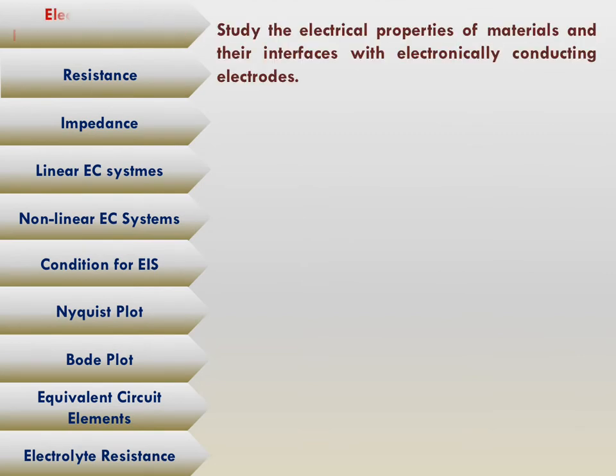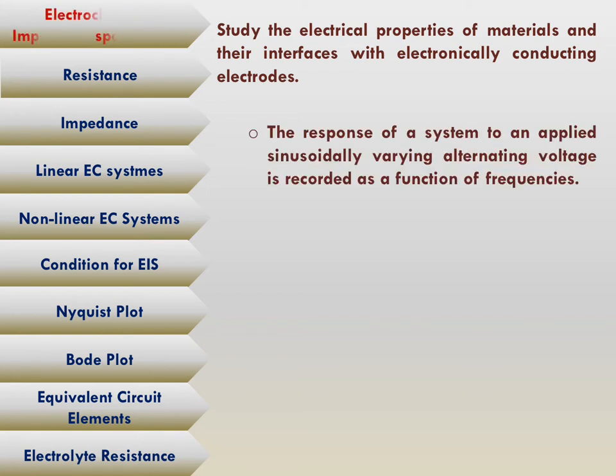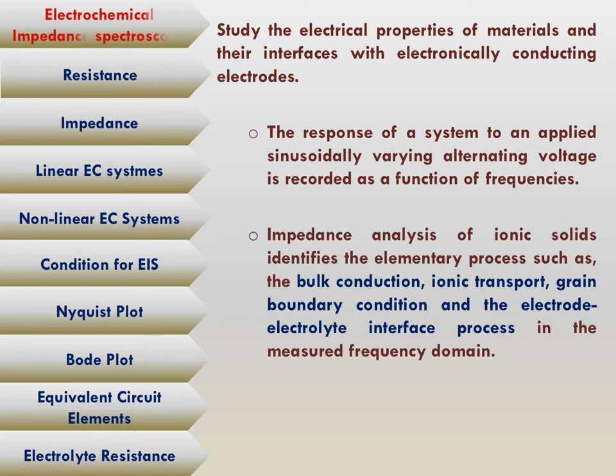Electrochemical impedance spectroscopy is used to study the electrical properties of materials and their interfaces by using electronically conducting electrodes. The response of a system to an applied sinusoidally varying alternating voltage is recorded as a function of frequency. Impedance analysis of ionic solids identifies the elementary processes such as the bulk conduction, ionic transport, grain boundary conditions, and the electrode-electrolyte interface process in the measured frequency domain.